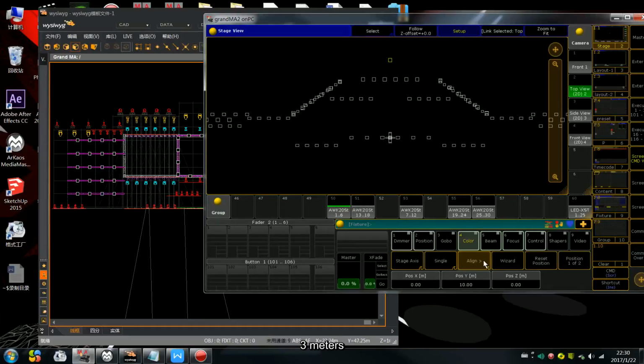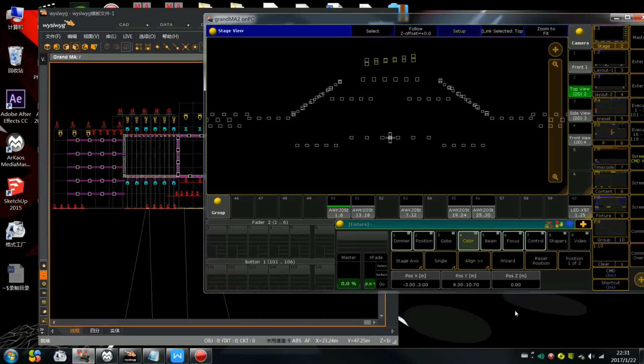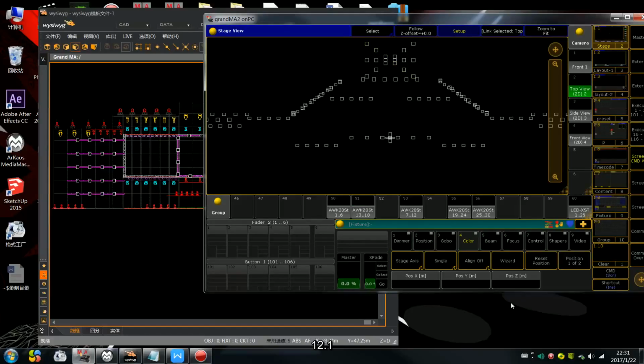Divergence. 3 meters. The second set of lights. The third set of lights. 3 meters. The fourth set of lights. Divergence. 3 meters. Select the first set of lights. The first is 12 o'clock. The second, also 12.1. This is 12.1 in the opposite direction. Also 12.1. And then this one is the same. 12.1.